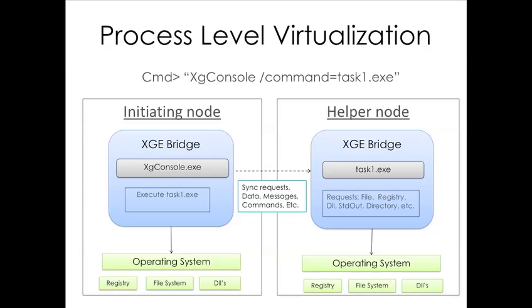The only thing which is not virtualized is things which are required from the operating system itself. If these are not files or something like this, but for example, if we need something which relates to DirectX or some operating system specific DLLs, then we enable the Windows API calls to go to the remote operating system. And in that way, we are able to have an initiating node of Windows 7 and helpers which are XP, Vista, or any other Windows operating system.